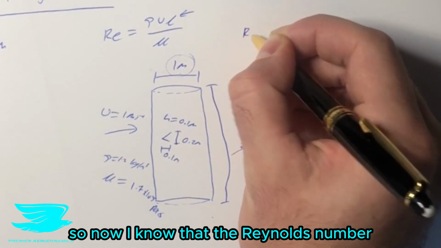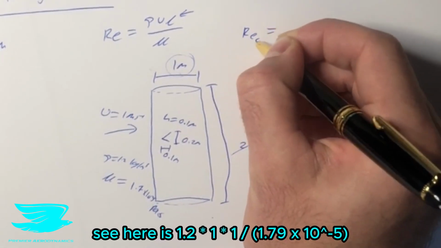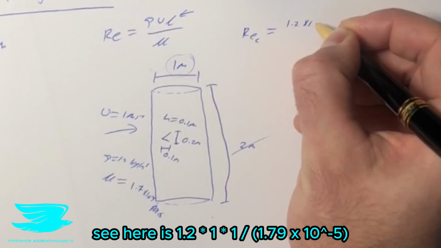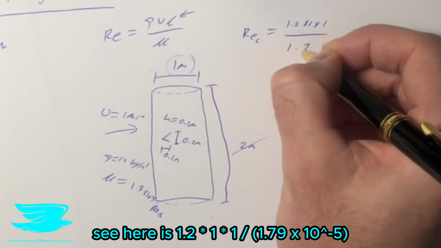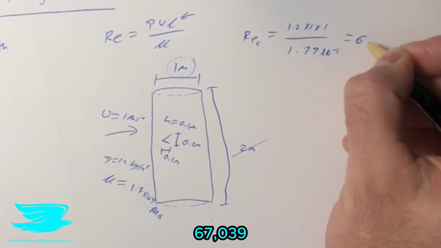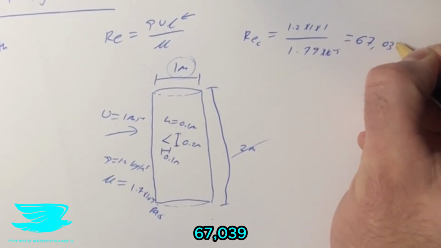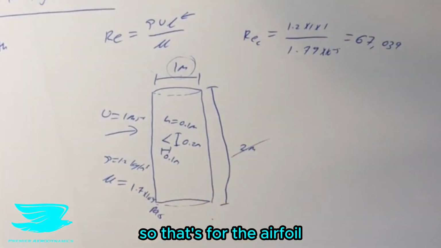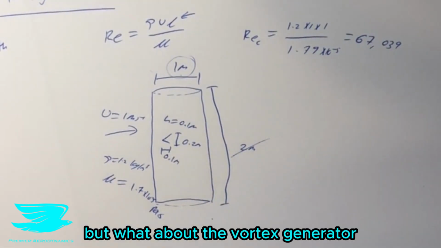So now I know that the Reynolds number based on the wing chord, C here, is 1.2 times 1 times 1 divided by 1.79 times 10 to the minus 5, which comes out to be 67,039. So that's for the airfoil. But what about the vortex generator?